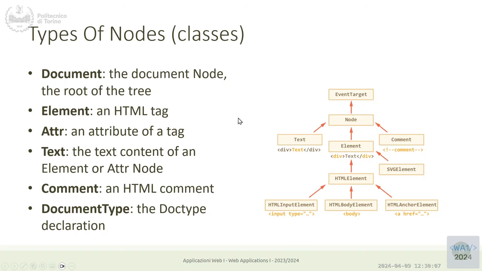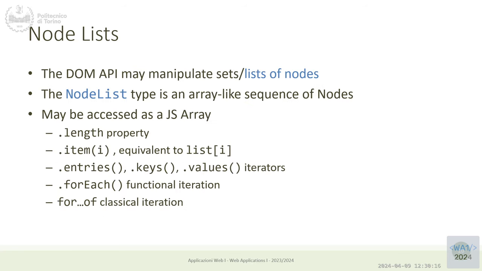And so the main object is node with many subclasses for the different types of nodes in this tree. And another type of object is node list. Node list is a sort of array, similar. It has an interface similar to an array that is made for accessing a list of nodes.